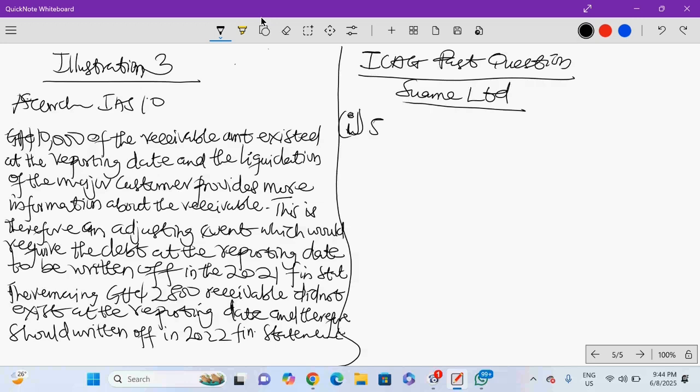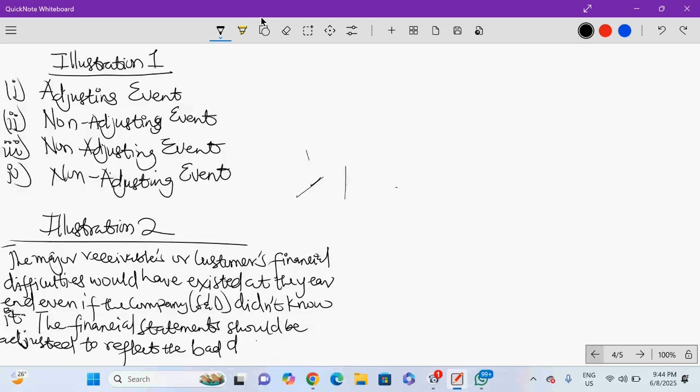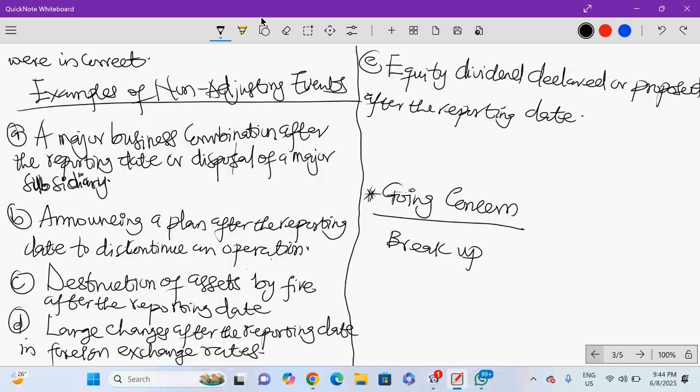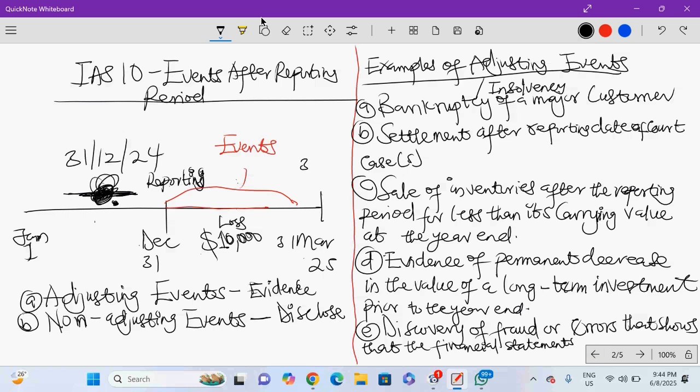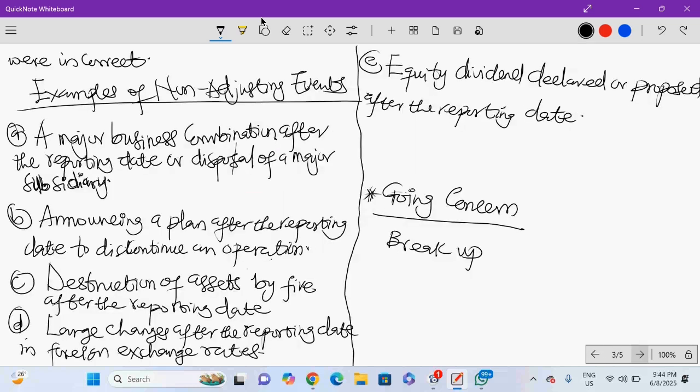You see, I think even in the examples that I gave something like that, that the fall in the value of, did I give something like that? Yes, that one was: evidence of permanent decrease in value of a long-term investment prior to the year end. Did I place it under evidence of permanent decrease in the value of a long-term investment prior to the year end? Yes. So it's under the adjusting events.